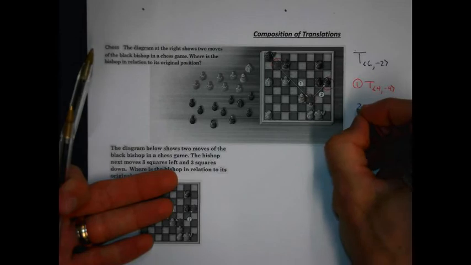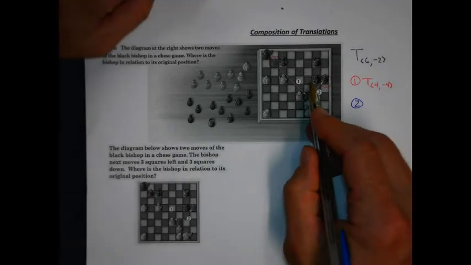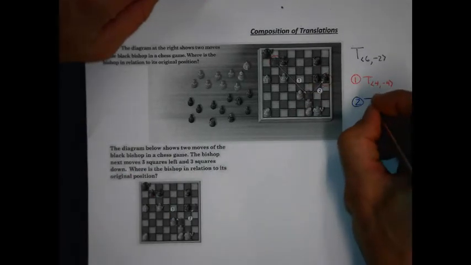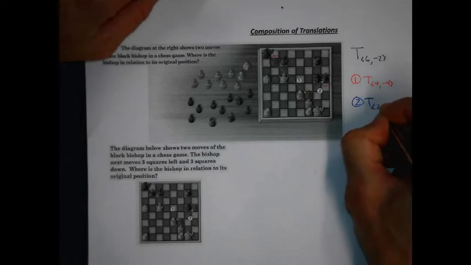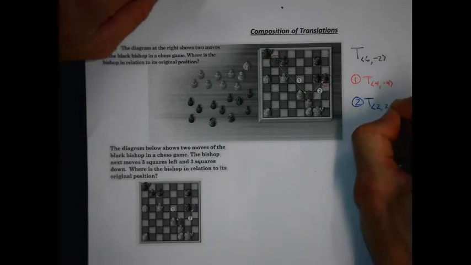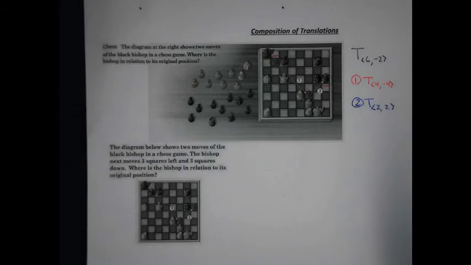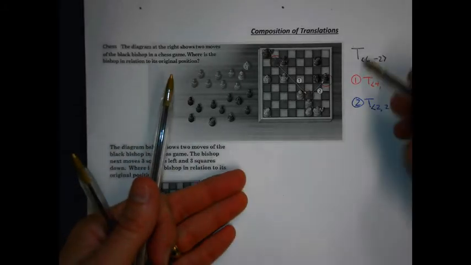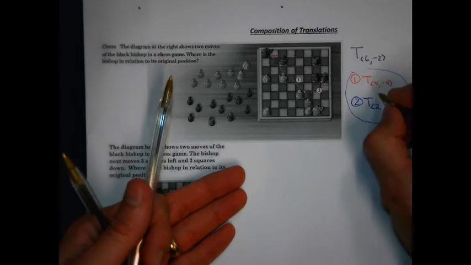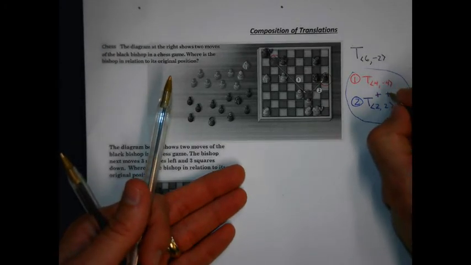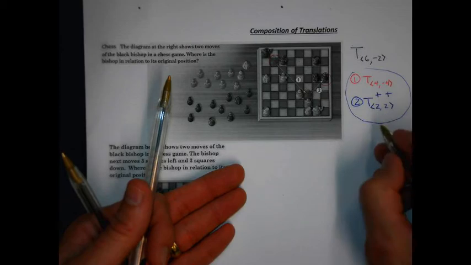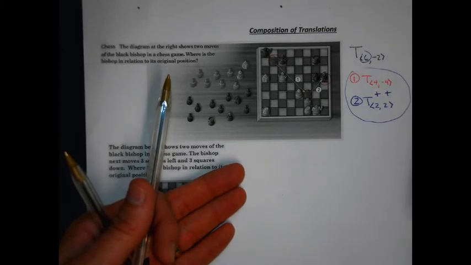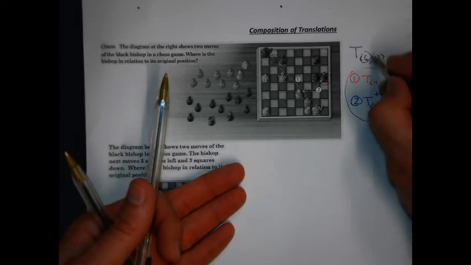The second move went 2 units to the right and 2 units up. And now we're at the final place. Take a look at what's happening though. Final place, add these up. What happens if you add them, right? Boom, boom. 4 plus 2, 6. Negative 4 plus 2, negative 2.